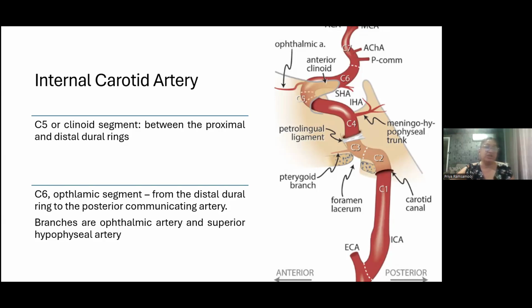And I would have mentioned the other branch of the ophthalmic segment is the superior hypophyseal artery. These are several small branches, and they course beneath the optic nerve to supply the pituitary and the optic nerve and chiasm. Now, what becomes even more vital with the superior hypophyseal is that the arteries of that anastomose with the arteries of the contralateral side, as well as the inferior hypophyseal arteries, to form the hypophyseal portal system.